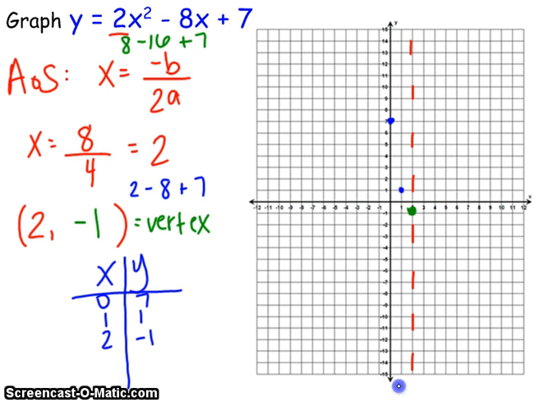Because this is a line of symmetry, that tells me that I should also have a point at 3, 1 and at 4, 7. And we could plug these in to actually confirm. So if I plugged in 3, 3 squared is 9, times 2 is 18, minus 3 times 8, so that's going to be minus 24, and plus 7. So 18 minus 24 is negative 6, plus 7, I do in fact get the 1.